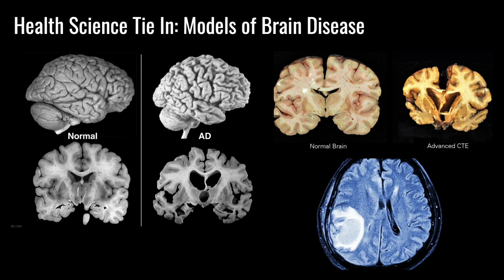So first we're looking at Alzheimer's, and hopefully you can appreciate the overall pattern of brain shrinkage and ventricle enlargement that you see, followed by chronic traumatic encephalopathy, also known as CTE, which is a disease that often affects athletes who have a lot of head injuries. Finally, you can see a picture of a brain tumor here. So just to give you some different perspectives going into your future careers on what different models of brain disease might look like.